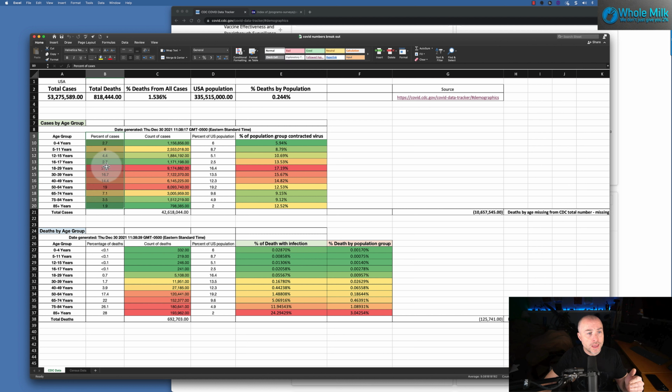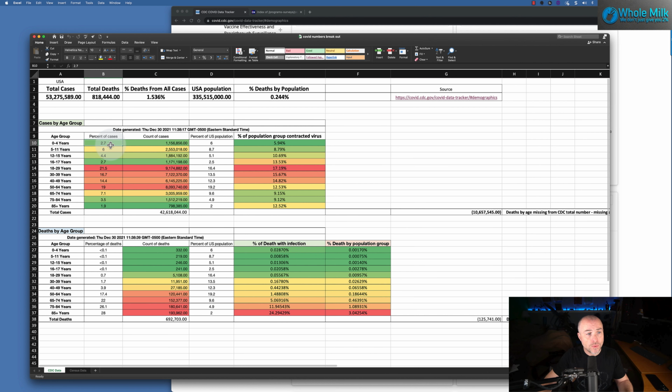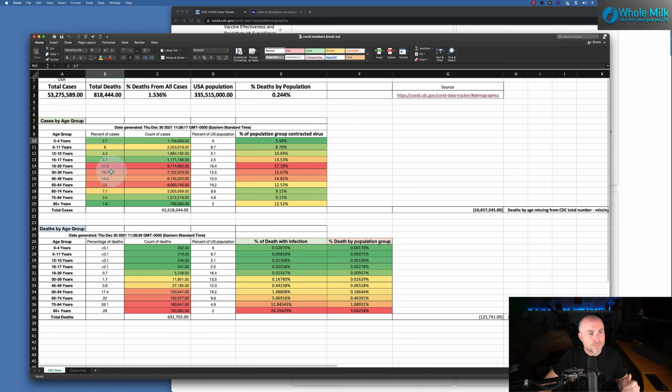So this column here is the percentage of cases for the age group compared to the whole. So 0 through 4 years old had 2.7% of all the cases. The highest is 18 to 29 at 21.5% of all the cases fall into that age range of 18 to 29. So let's look at the actual numbers.